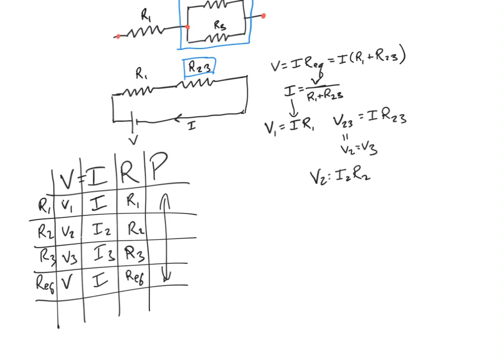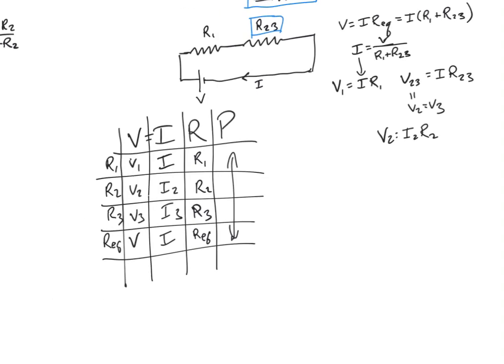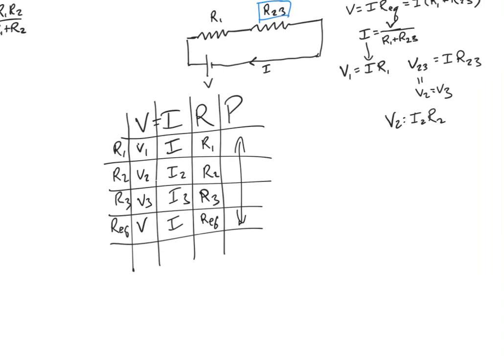And sometimes it can be helpful in your chart to include, for example, parallel elements. So if I add R23 here, I know that the current here is the same as the total current of our circuit. And so this is how we found V23, which is how we found V2 and V3 here, because they're the same.